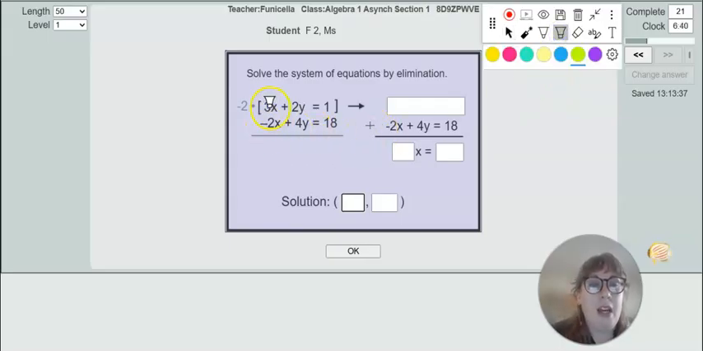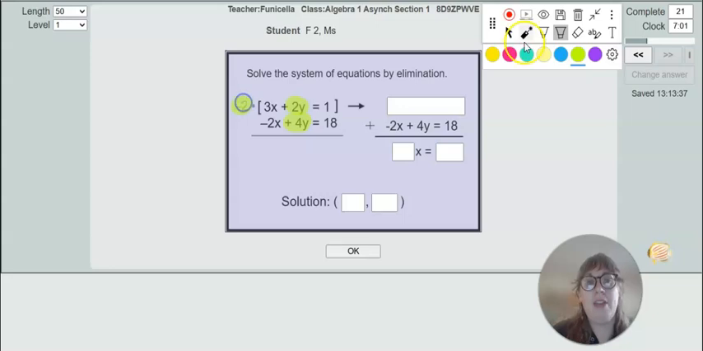So you can notice we have a 3x and a negative 2x. If we add those, we would get 1x. It doesn't cancel, so that doesn't work. And 2y plus 4y adds to a 6y. So those don't cancel. So we have a positive 4y down below, and then we have a positive 2y.